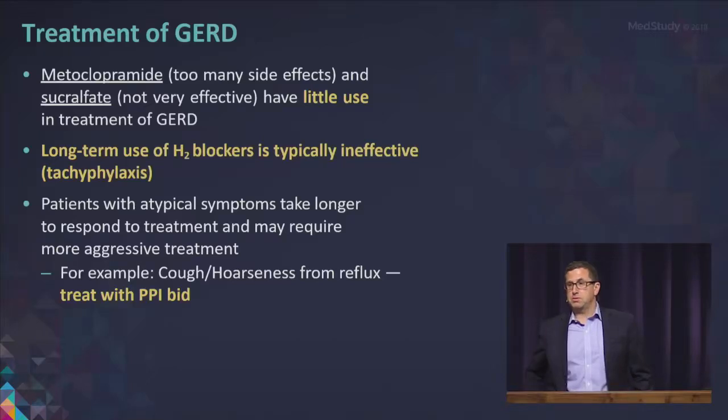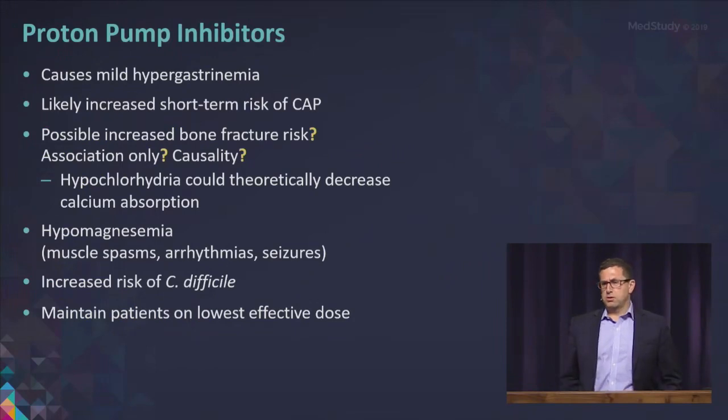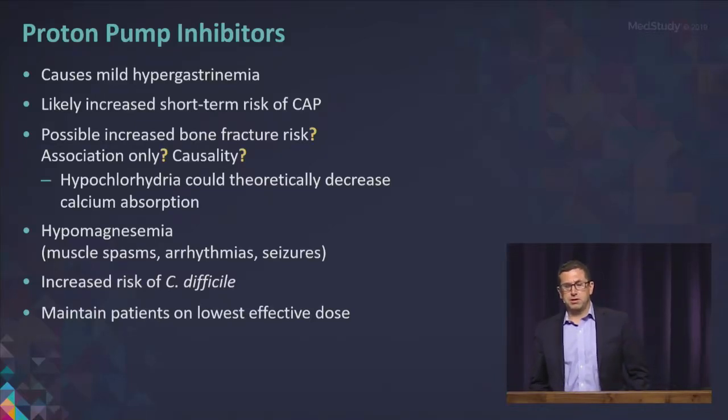People with atypical symptoms like the patient in the question may take a little bit longer to respond to treatment and may require more aggressive treatment, like BID PPI as opposed to Q-day PPI. So a little word on PPIs because these are so common. They could cause a mild increase in gastrin level that's really clinically insignificant. There is a short-term risk of increased community-acquired pneumonia. There's probably an increased risk of bone fracture, and some of the studies are unclear whether there's real causality there, but there's definitely an association.